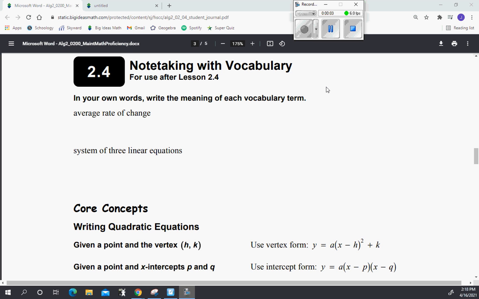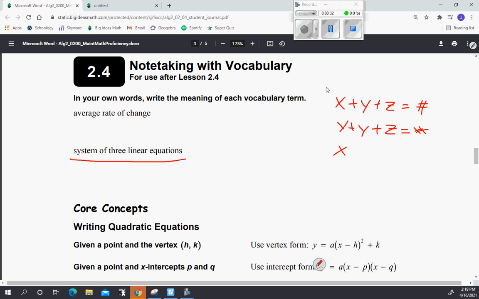All right, the last part of chapter 2, 2.4. I'm going to start off with just one definition. And that is the system of three linear equations. Okay, we did that in 1.4. Remember when we had x plus y plus z equals a number, right? Then we had x plus y plus z equals a number, and so on.